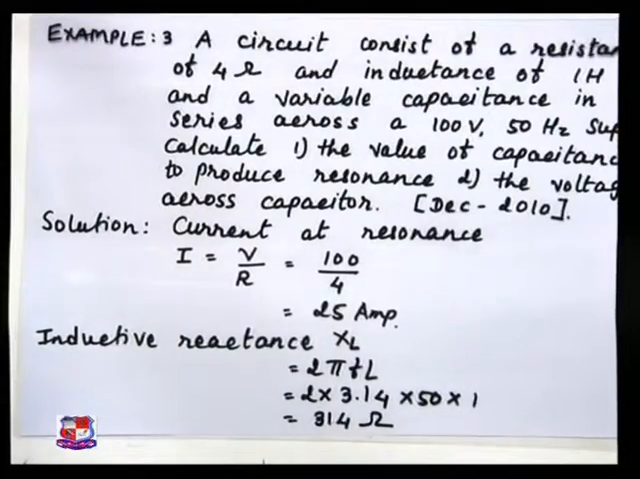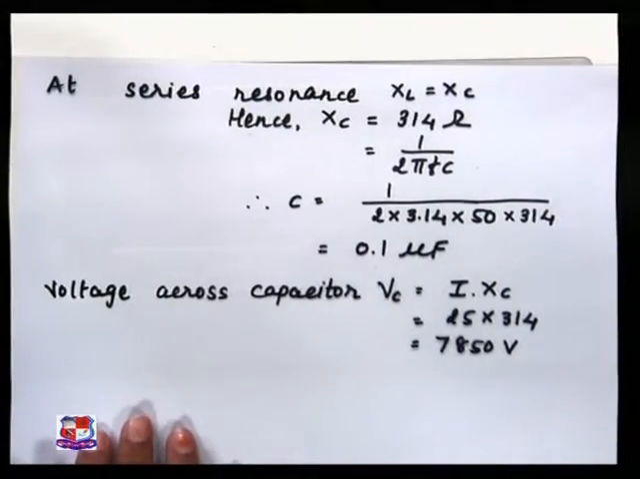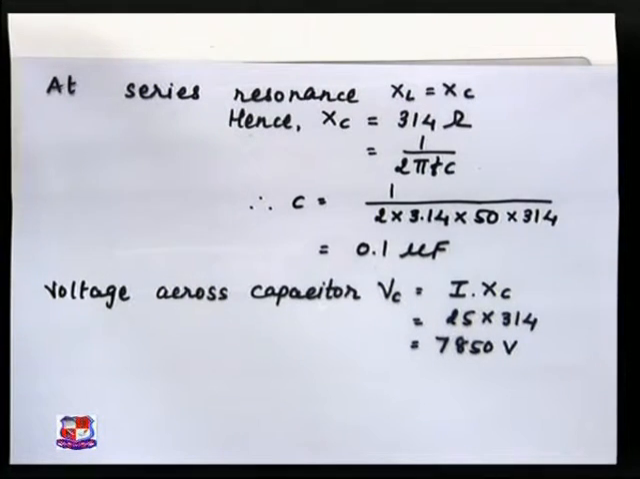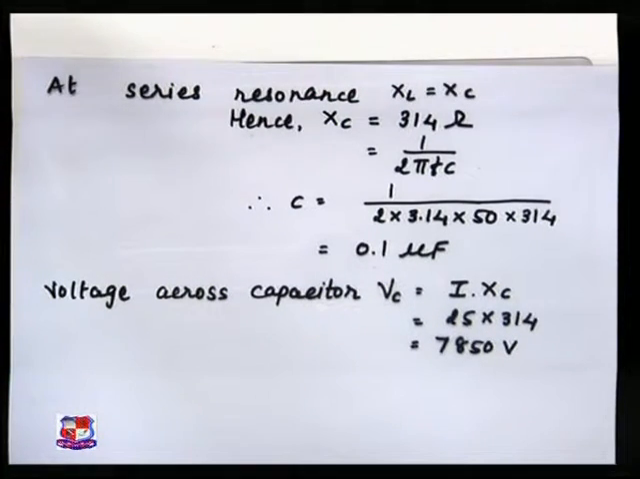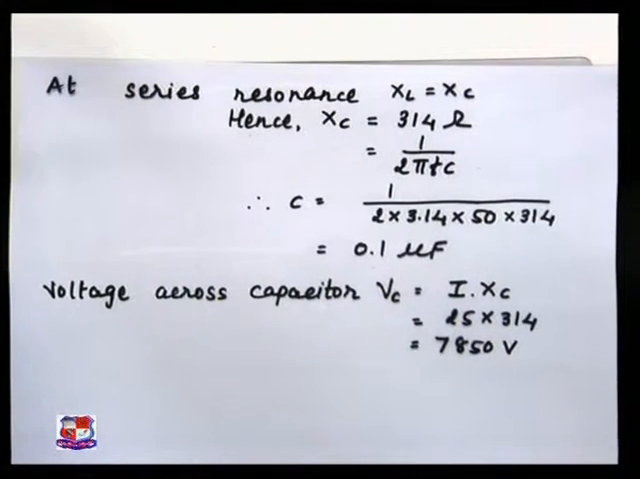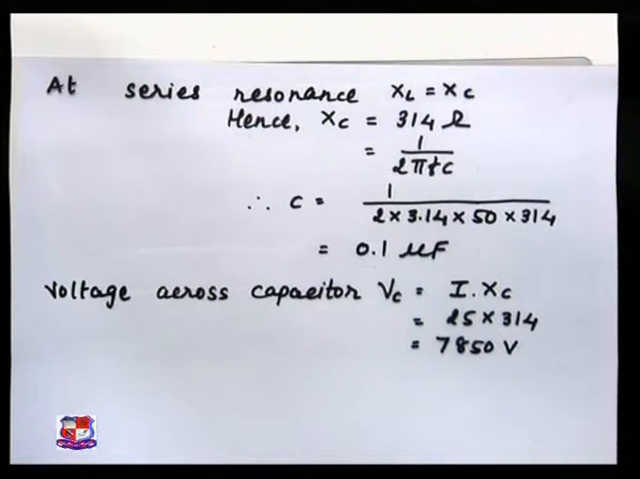Now you have to find the value of Xc in such a way that XL is exactly equal to Xc. So it will indicate the resonance circuit. So at series resonance, as we know, XL is exactly equal to Xc. So inductive reactance is equal to capacitive reactance. Hence Xc is equal to 314 ohm, because we calculated the value of XL as 314. So Xc must be equal to 314.